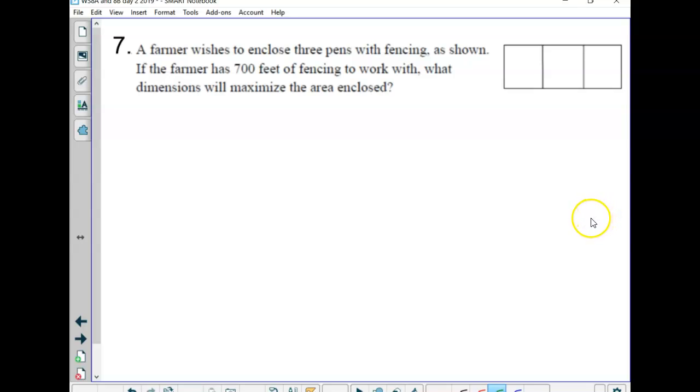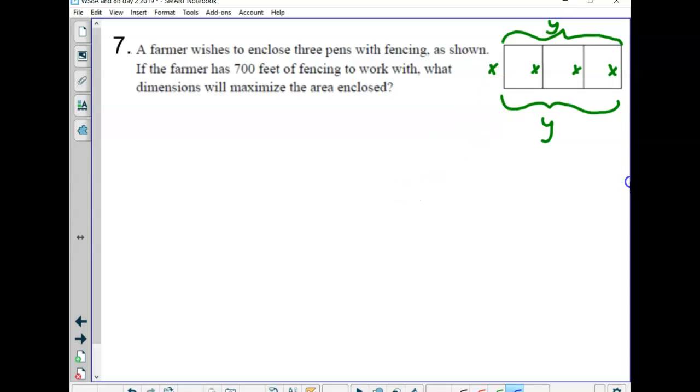A farmer wishes to enclose three pens with fencing as shown. Okay, these are all going to be parallel, the up and down pieces of fence, so they're all going to be the same size. So if we want to put an x here, all of these lengths of fence will be the same x up and down. All right? But we don't know this dimension. This is not 3x, like it would be really easy to assume, okay? We don't know how long this is. So I'm going to start out by just calling it y for a minute, and then in a minute we're going to have to eliminate the y because we don't know how to use two variables.